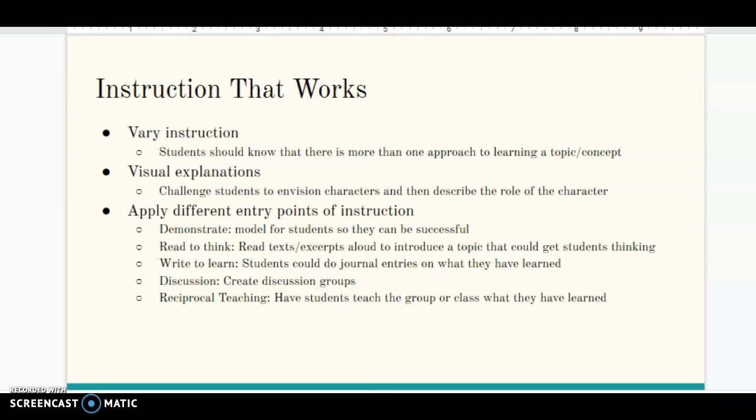Discussion, so creating discussion groups, which goes back into read to think. So you can set students up into groups once you read the excerpt and then have them discuss it. Reciprocal teaching, have students teach the group or class what they have learned. And I feel like that's also a great entry point of instruction, just because we find more that students learn better from each other than their teachers.